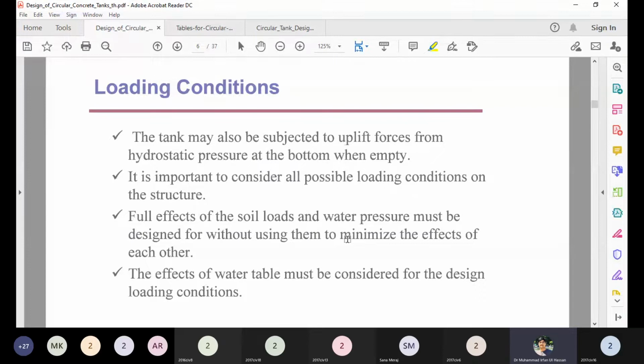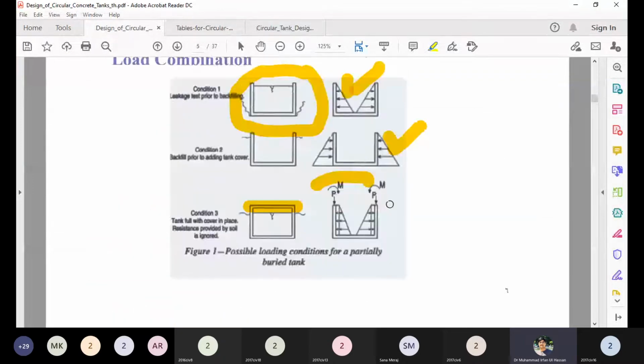And the effect of the water table must be considered for the design loading conditions. The critical load should be considered. We cannot consider simultaneous loads which cancel the effect of each other. For example, I have shown you the critical condition that I cannot say that the water is present also and the load from the outside is present also, but I will take it as two separate conditions.